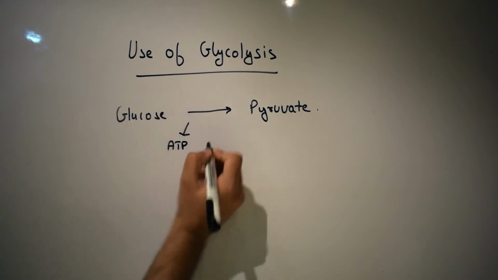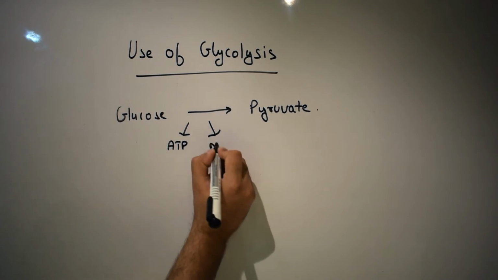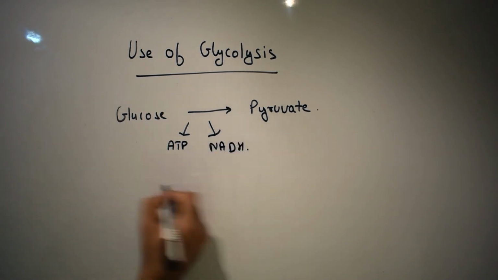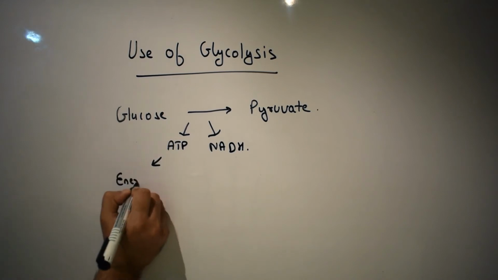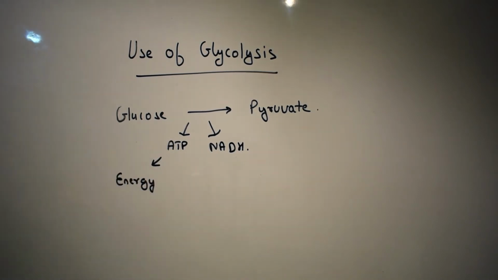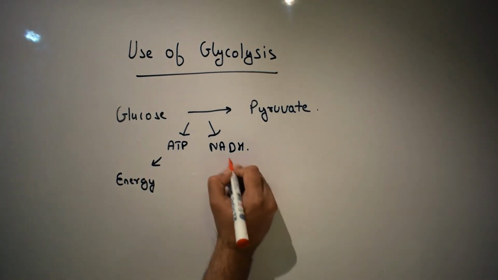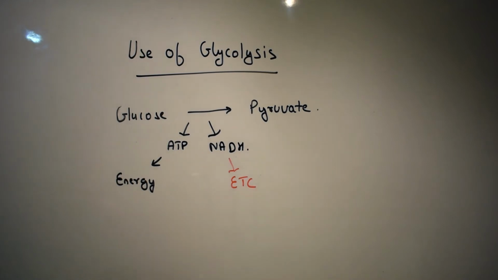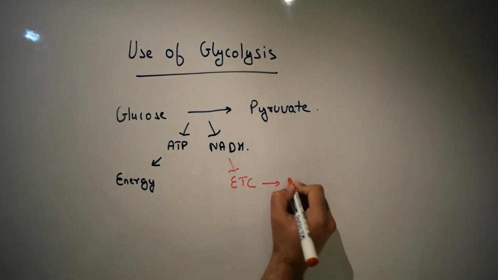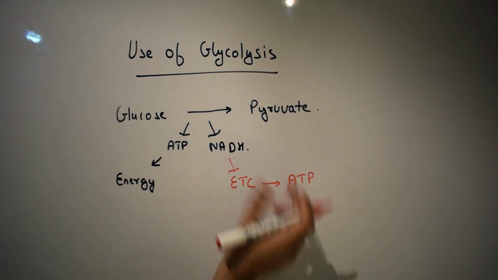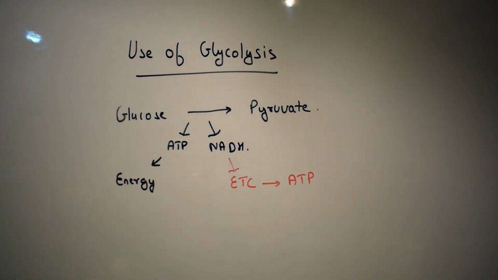formed, and also some electron donors like NADH are formed. This ATP is used as energy inside the cell because ATP is the energy currency of the cell, whereas the NADH is used in the electron transport chain, the ETC, inside the mitochondria to generate more ATP, because this electron transport chain pumps out protons, as I have discussed in the video that is listed here. So it pumps out protons across the mitochondrial membrane, and when the protons enter back through the ATP synthase enzyme, it produces ATP through the process of oxidative phosphorylation.